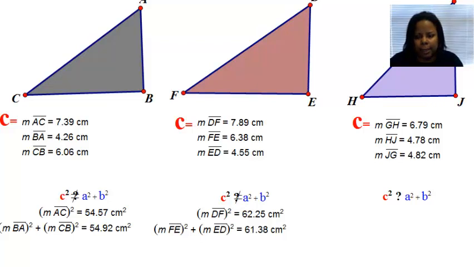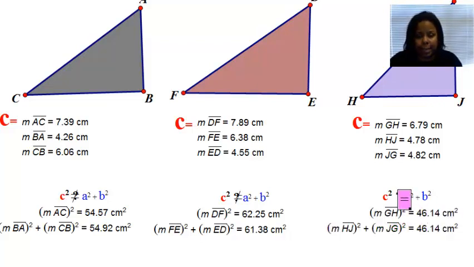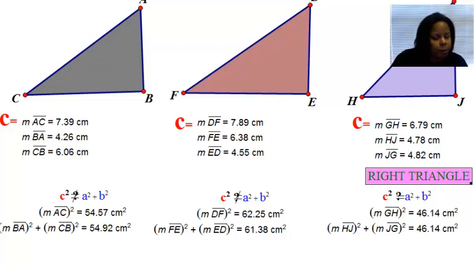Let's take a look at this last triangle, GHJ. In this case, c squared is 46.14 centimeters squared, and the sum of a squared and b squared is 46.14. So in this case, they are equal. So that means that since c squared is equal to a squared plus b squared, this triangle is the only right triangle.